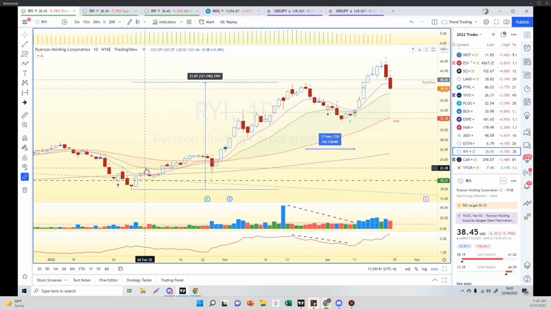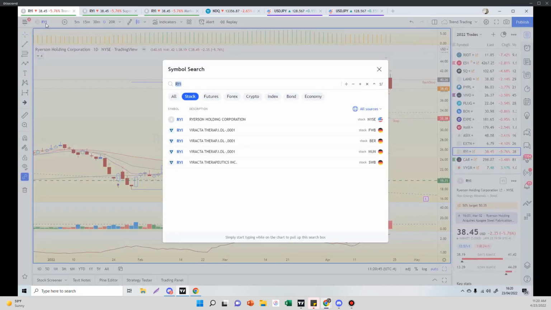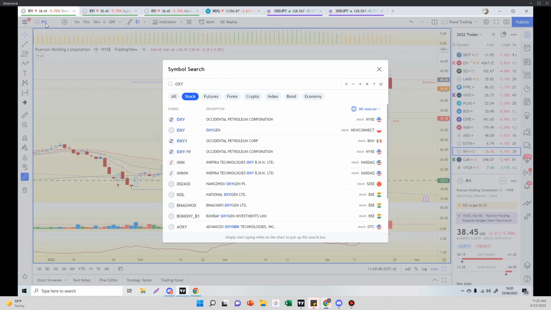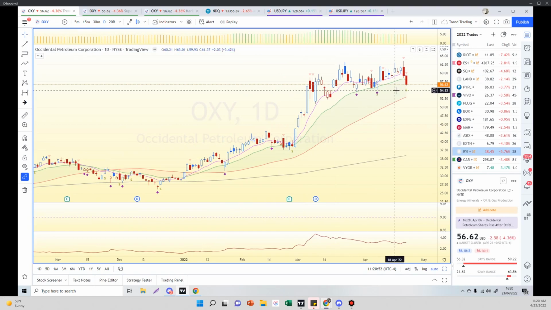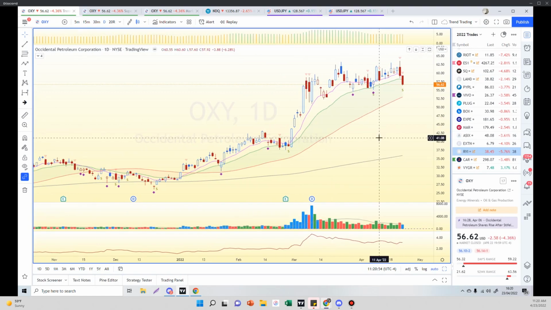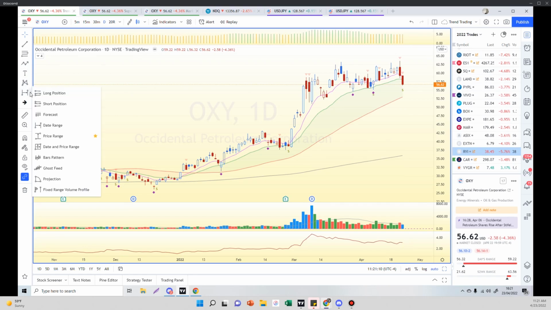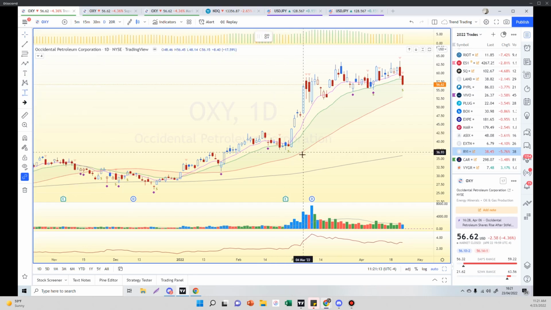Stu, could you bring up OXY? Oxy, yeah. So I bought this on Thursday as it was breaking out over 63.25 or whatever it was. And then was stopped out on Friday. I saw this as a high tide flag. What could I have done better or differently?